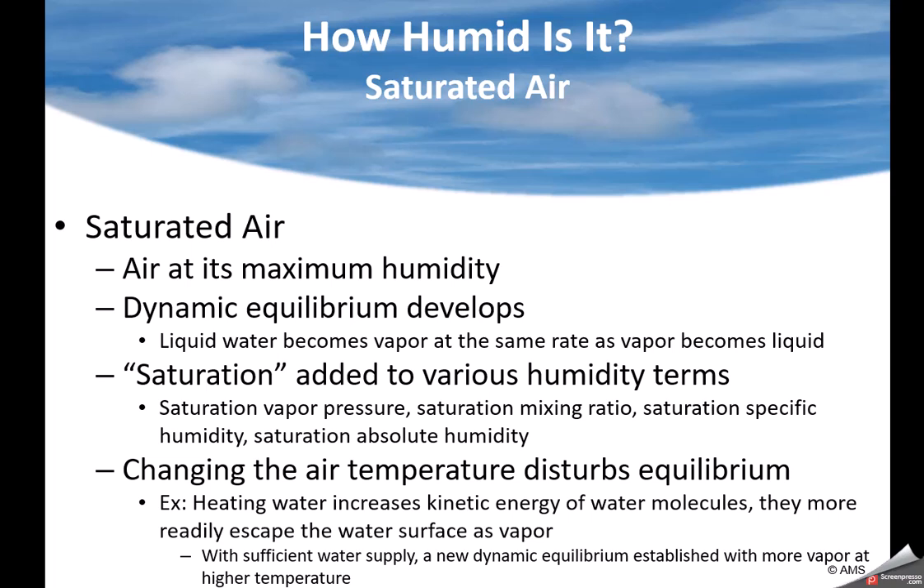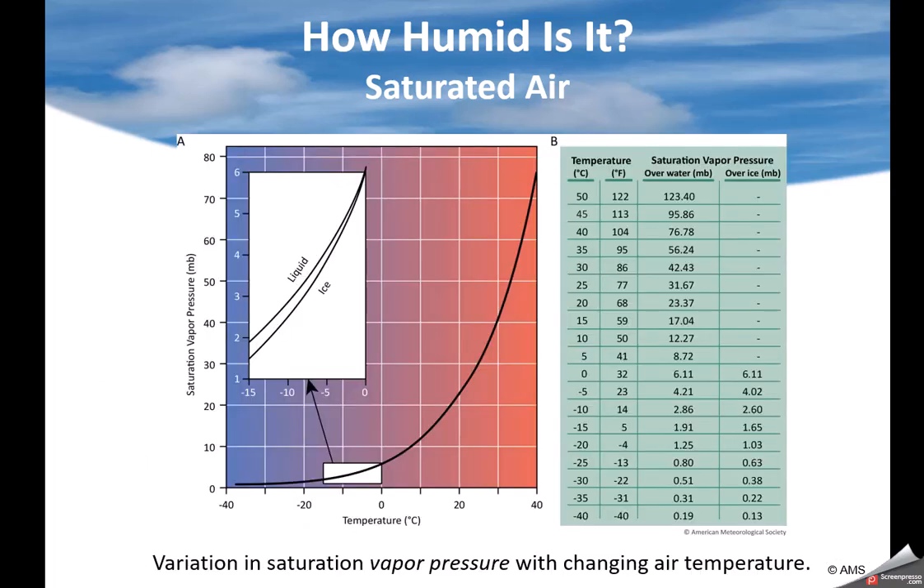So we say mixing ratio, we say saturation mixing ratio, saturated specific humidity, saturation of absolute humidity. All this is based on temperature and how much water vapor is in the air. So here's a curve of that. You'll notice it's exponential. As temperatures go up, very quickly the amount of water vapor it can hold rises.